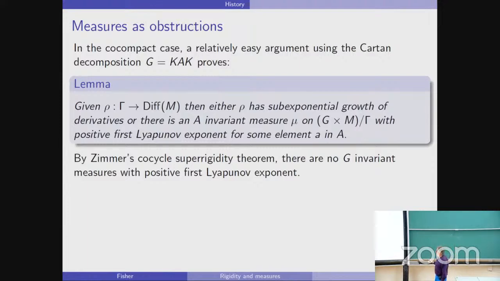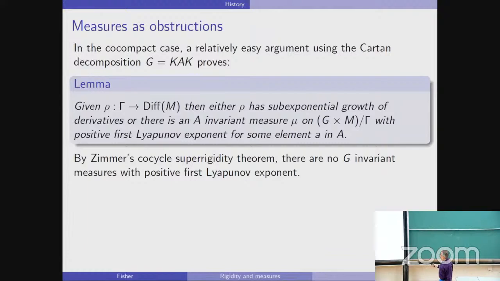And why do we care about this lemma? Well, why Zimmer made the conjecture in 1983 was because he proved something called cocycle superrigidity, which is a little bit technical, so I didn't want to state it on the slides. But what it tells us is that if instead of an A-invariant measure, I built you a G-invariant measure, it couldn't have positive first Lyapunov exponent. So the game should be to take my A-invariant measure and build for you a G-invariant measure instead.